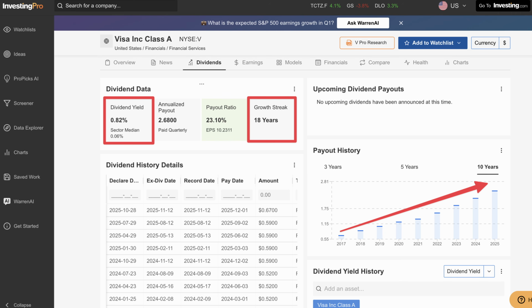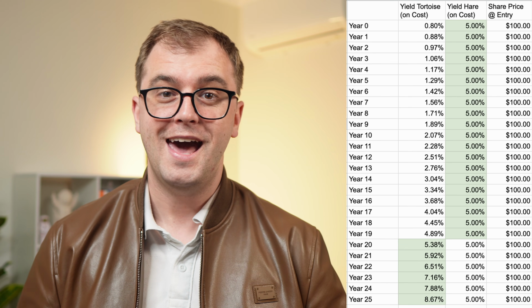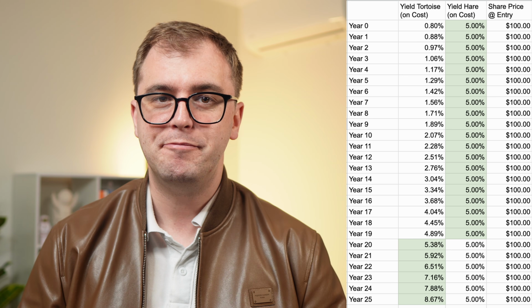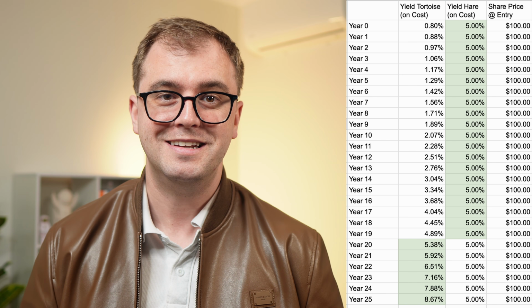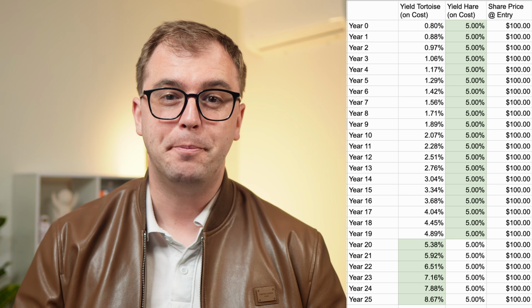For example, Visa and Apple might yield less than 1% today, but if they increase that dividend by 10% plus every year, your yield on cost will grow over time. On the other hand, a marginal stock yielding 5% today but never increasing their dividend will only ever yield 5%. To add to that, it won't keep up with inflation. So the key is to balance current income with future growth. Companies that consistently raise their dividends can eventually surpass the income of high-yield, no-growth stocks today.